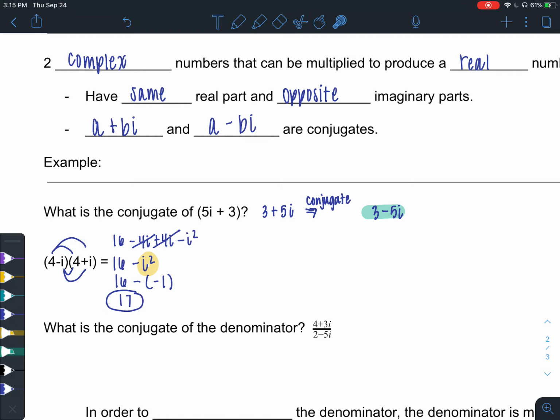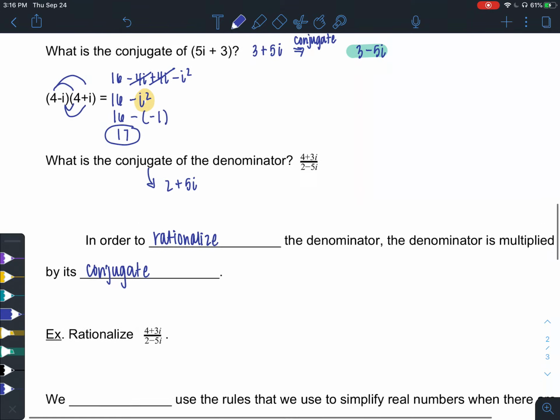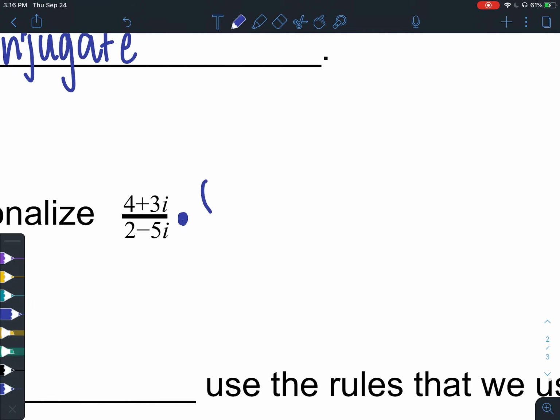I'm kind of getting ahead of myself here. So our denominator is 2 minus 5i. So our conjugate of the denominator would then be 2 plus 5i. And so this already says what I said, but in order to rationalize the denominator, it is multiplied by its conjugate, which is why it's important to know how to find the conjugate. Okay, so we're going to multiply by, I'm going to zoom in here. Sorry, you can rewrite if you need to. I'm going to multiply by 2 plus 5i on the top and on the bottom. We're allowed to do that because 2 plus 5i over 2 plus 5i is the same thing as 1.